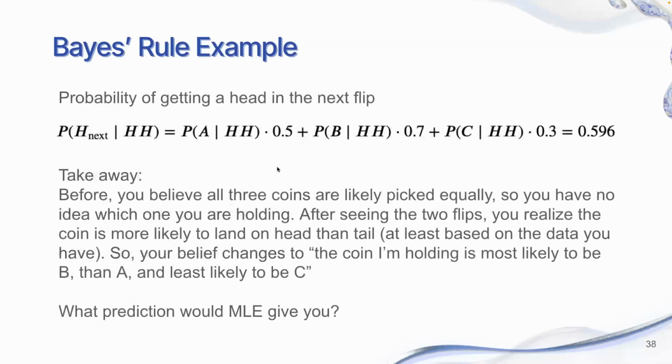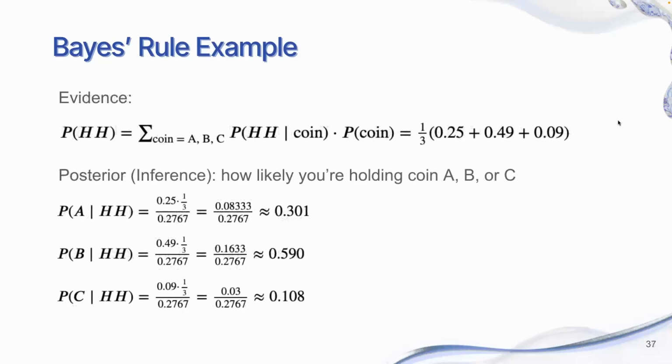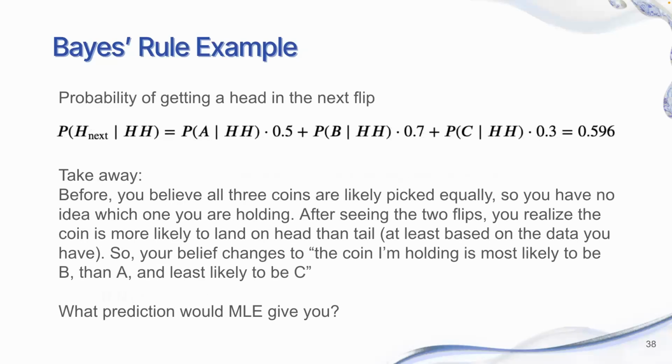And once you have that, as I said, you can do anything with it. You can calculate the chance of getting heads on the next flip because for coin A, this is the chance of you holding coin A, and then coin A has 0.5 chance of landing on head, and then do similar for coin B and coin C. And then you see that you have a 0.5596 chance of getting a head in the next flip. Because based on what you observe, you suspect the coin might land on head more often than tails, so the probability of observing the next head is probably higher than 50%. Does that make sense?